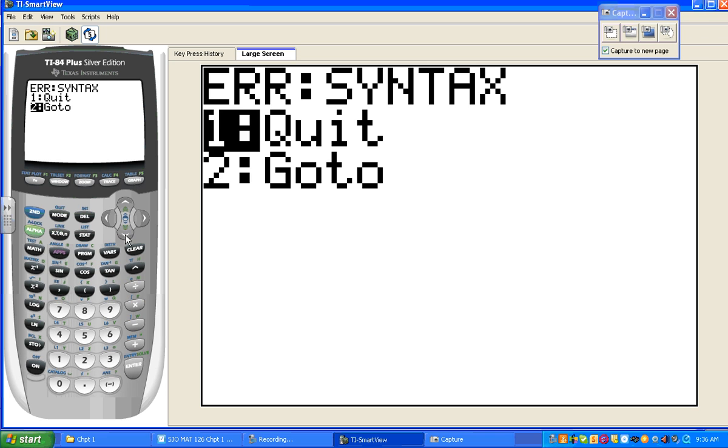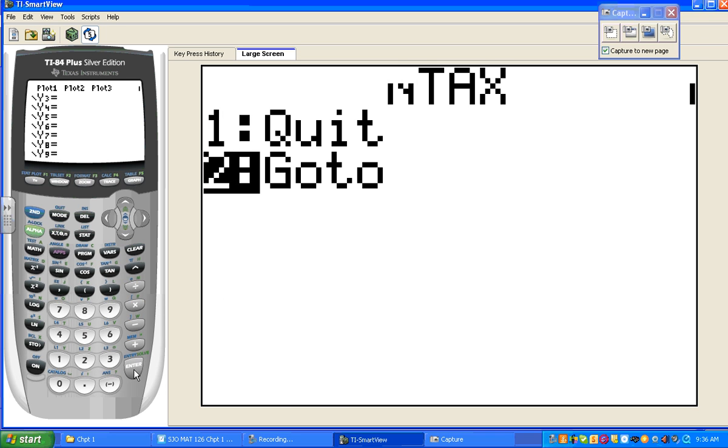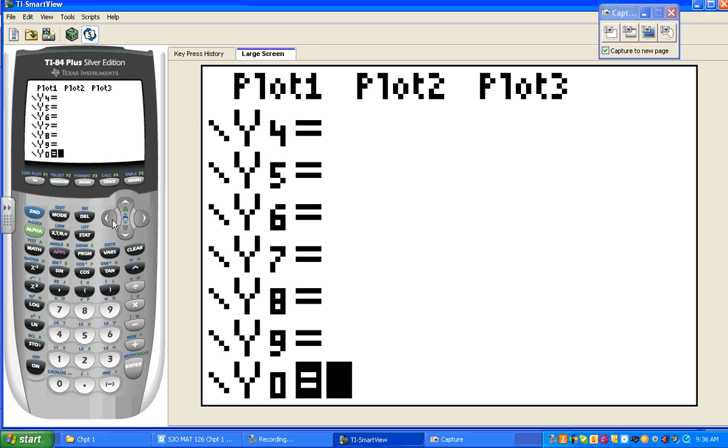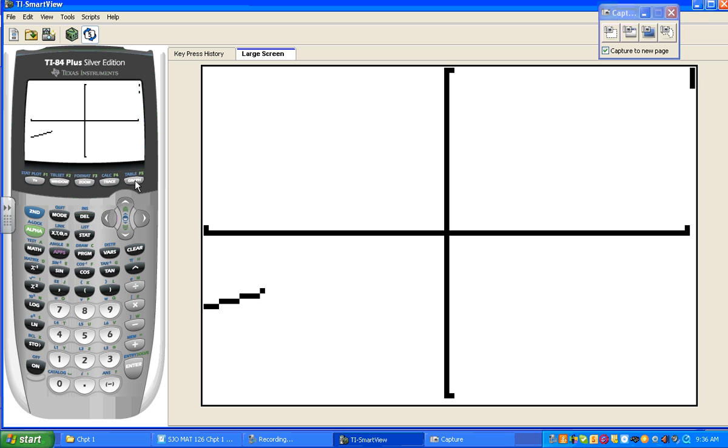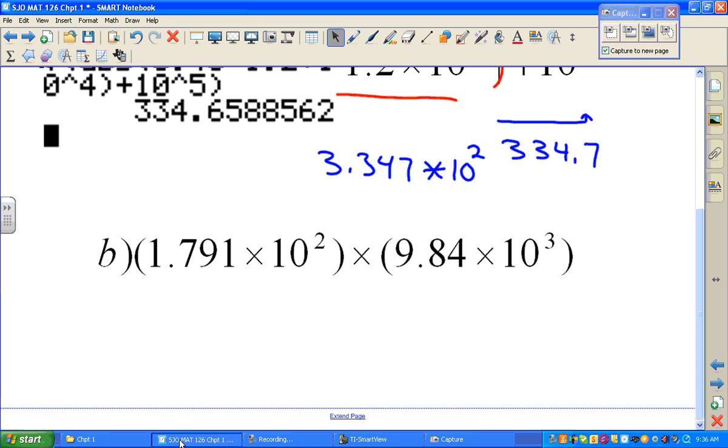Remember, I said just press go to. It'll tell you where the problem is. There's the problem. Just press delete, graph, and you get your picture. Okay? So syntax error is one of the most common mistakes on the graphing calculator, typing things in incorrectly. All right? Questions about that? All right, good. Moving on.